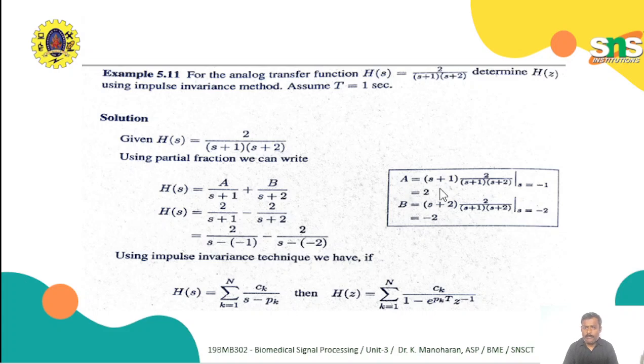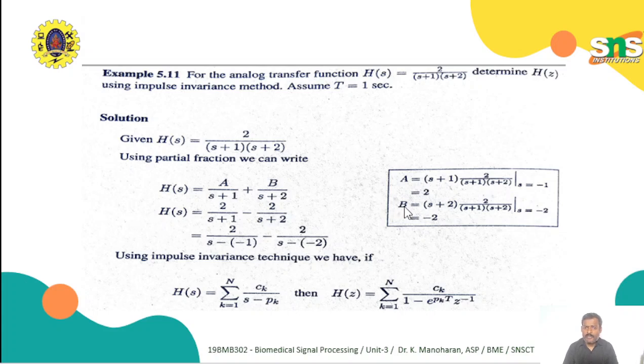Look at how I am mapping this. A equals (s plus 1) times 2 divided by (s plus 1)(s plus 2), where s equals minus 1. If you bring s equal to minus 1, that expression should be removed, that's why I am multiplying with s plus 1. So this s plus 1 and this s plus 1 will be cancelled. We get only 2 divided by s plus 2. Substituting minus 1, we get 2 divided by minus 1 plus 2. Minus 1 plus 2 becomes 1, so 2 divided by 1 equals 2. So A equals 2, the final answer.